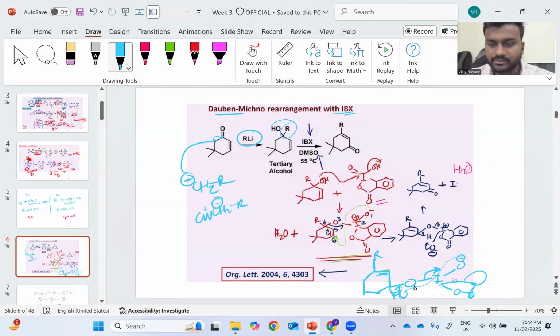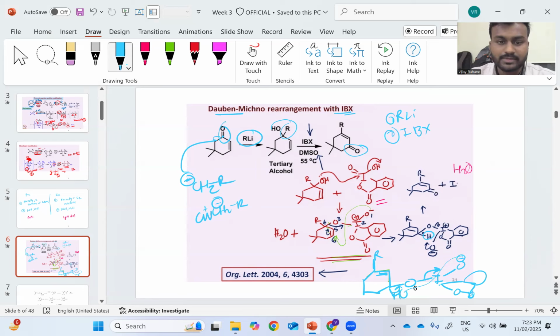It gives the oxidized product. So here this proton is abstracted. We see the carbon, which was initially in this position, gets migrated to this position in two steps. The first step is the addition of alkyl lithium, and in the second step it is IBX.